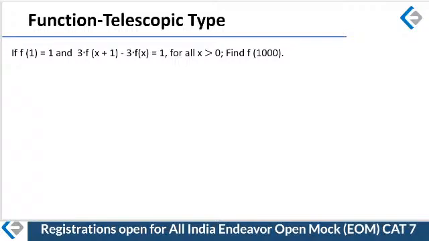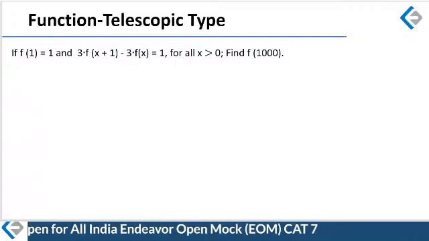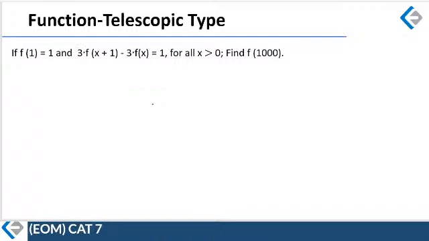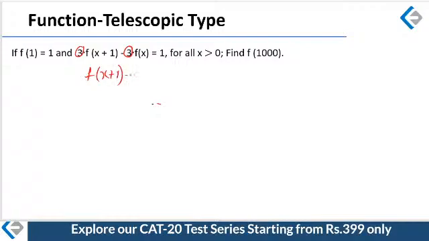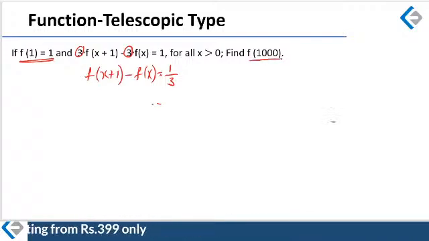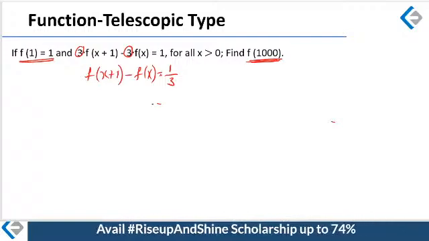Let me illustrate this through this example. First, let me rewrite this. 3 is common here. There is a 3 here, a 3 here, and a 3 here. Let me take up that common factor. Therefore, you can write this as f of x plus 1 minus f of x is equal to 1 by 3. It's also given that f of 1 is equal to 1. But what he wants is f of 1000. He has given me f of 1 and is interested in knowing what f of 1000 is.